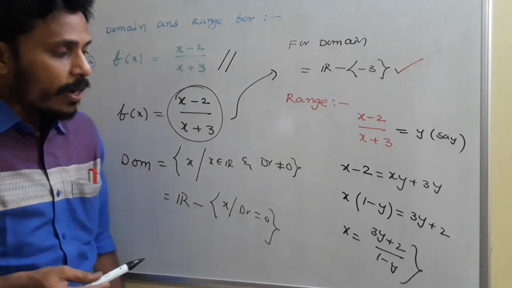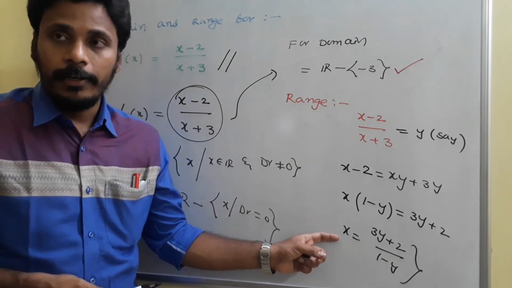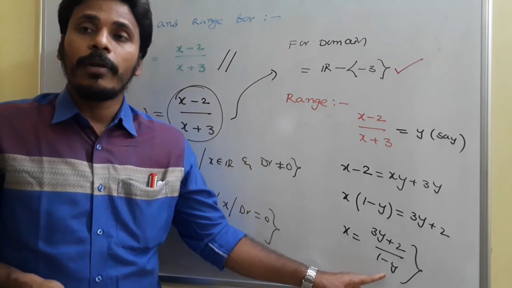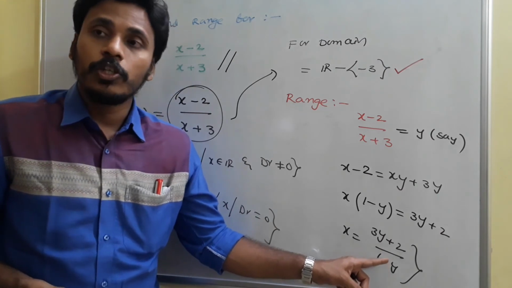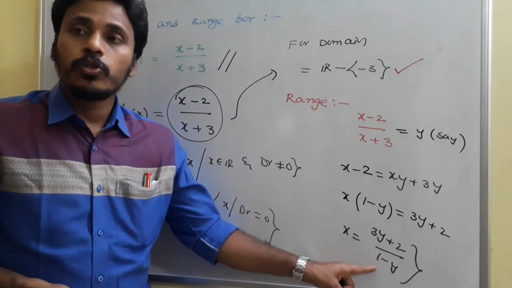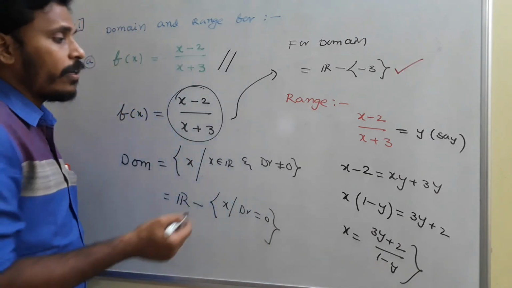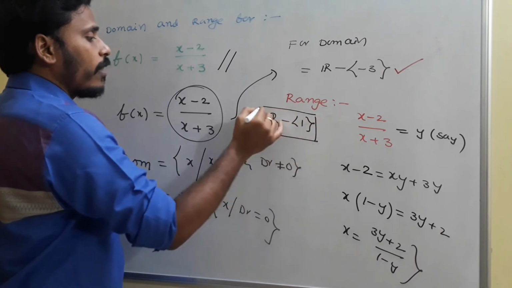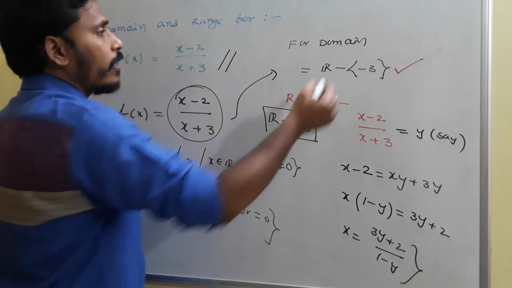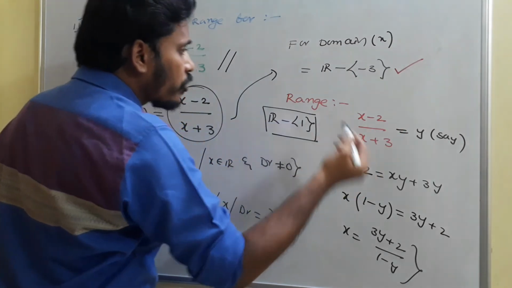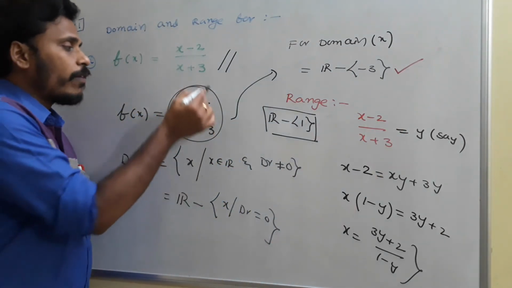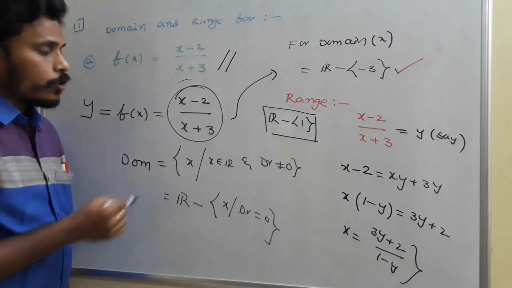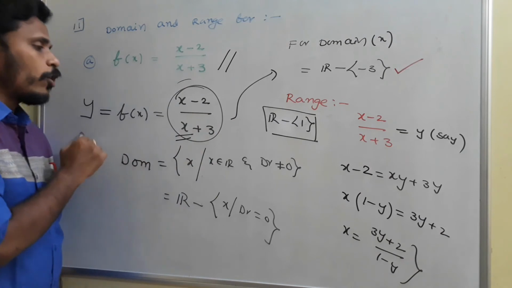So you need to think about when this x is not defined. This x is not there in the reals if this denominator is 0, and the denominator becomes 0 when y equals 1. So y equals 1 is not acceptable, and that's why the range is all the real numbers except 1. Think about it once again. Domain is simply the values of x. Range is simply the values of y. The given function is f of x equals (x minus 2) by (x plus 3), which is y. So the values of x are the domain and the values of y are the range.